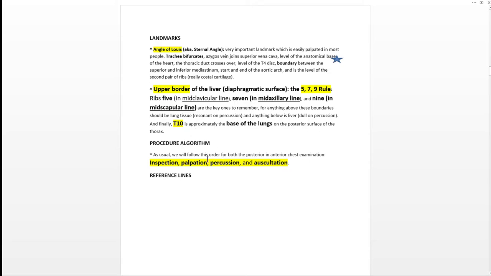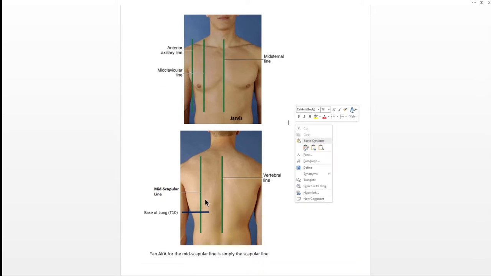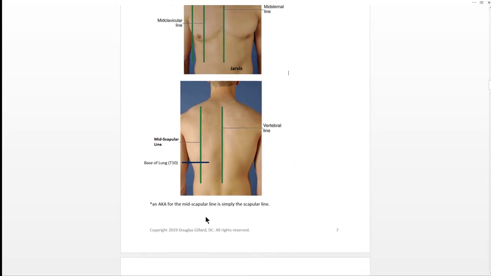So the procedure, the exam path that we're going to follow is inspection, palpation, percussion, and auscultation. We know these already. These are reference lines. Mid-sternal line, the famous mid-clavicular line, anterior axillary line is over there. The backside, I don't think we know this one. This is the mid-scapular line, which would match the mid-clavicular line on the front. We're going to use this for the diaphragmatic excursion test here in a little while.